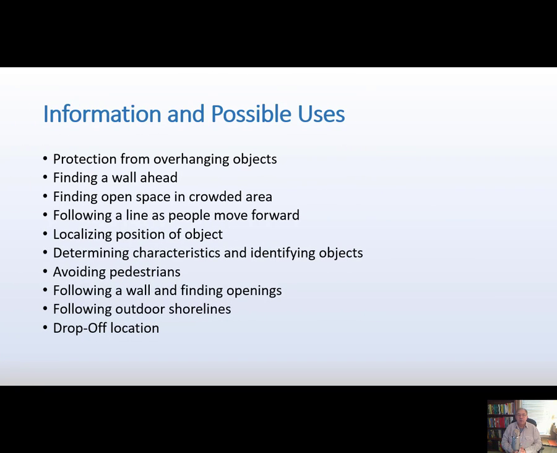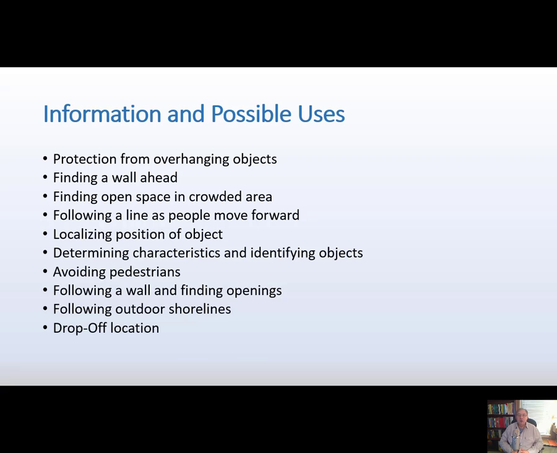Okay, I would like to talk about the information that the cane, not the cane, but the ETAs provide, and what some of the possible uses are and why they could be so useful and so helpful. So first of all, they provide protection from overhanging objects, and that's one of the major problems that we have with the cane, that the cane goes under objects and we can end up walking right into those objects if we're not careful. It's useful. It finds a wall ahead. You don't have to walk up to it. You know it's there.